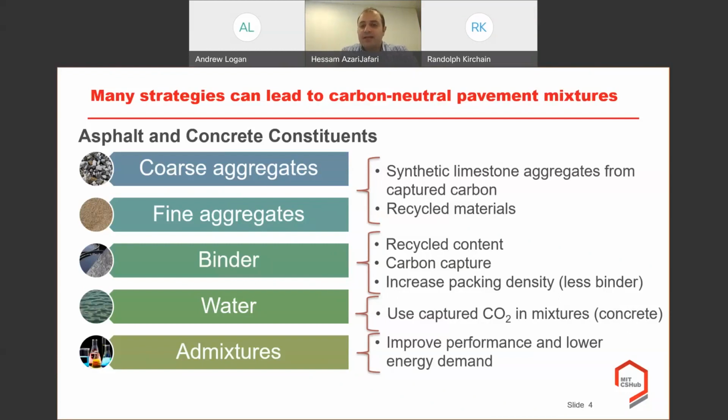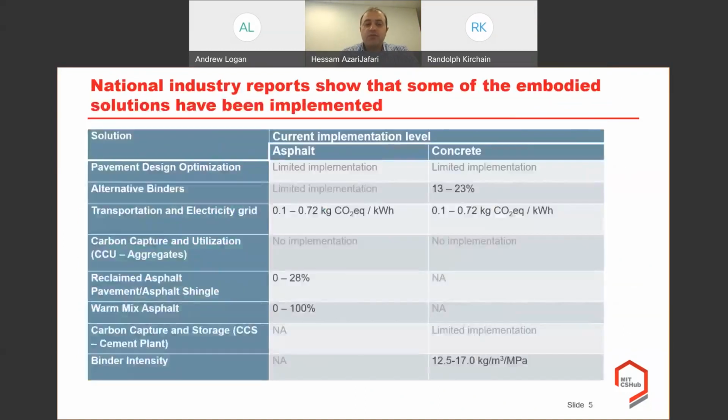So when we look at the national industry reports, such as National Asphalt Pavement Association reports or the National Ready Mix Concrete Association's EPD program, we can see that some of these embodied solutions have already been implemented. For example, alternative binders have already been incorporated, from 13 to 23% of the total binders in the concrete mixtures around the US.